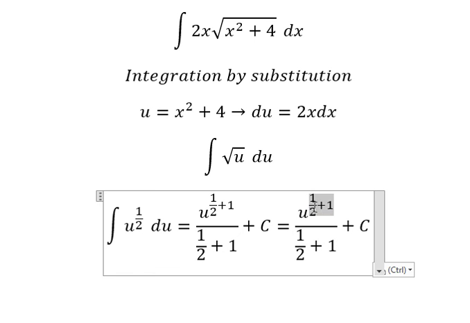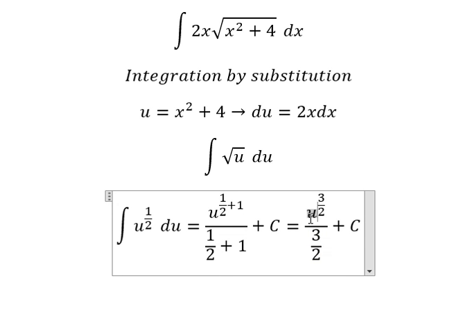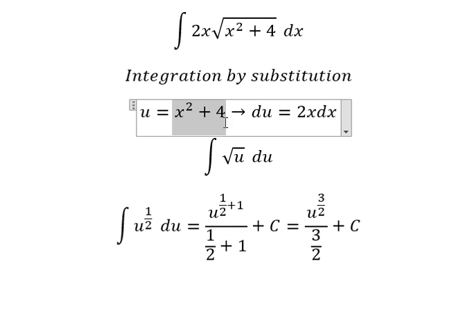So this one we have 3 over 2. About u, that is this one.